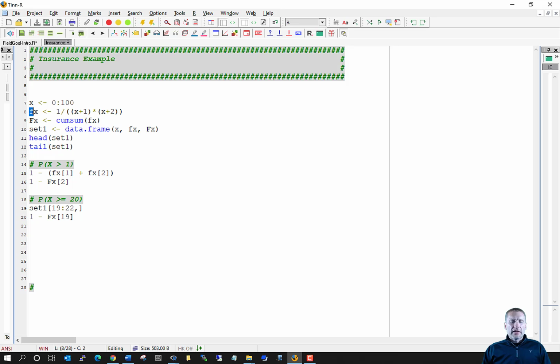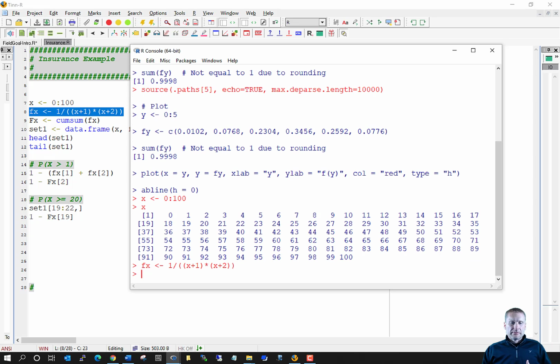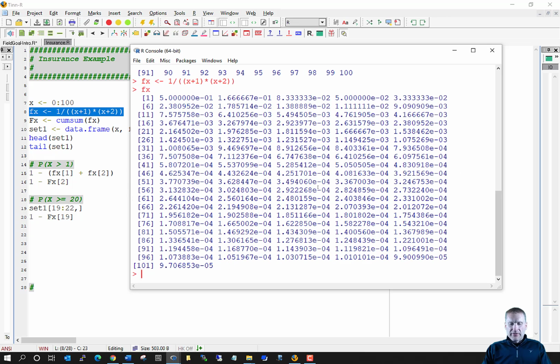If I wanted to, I could find the little f of x values for every single possible value of x. The way R is going to react is to do the math one value of x at a time. So if I type f of x, here are all the possible f of x values. When x was 0, we get 1/2. When x is equal to 1, we get 1/6.